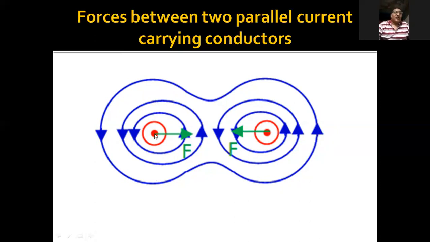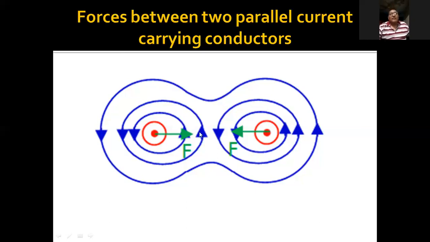So I can predict, for this conductor number one, what will be the direction of the magnetic field lines around it? The current is coming out of the page, apply the right hand rule: my thumb is the direction of the current. The curl of my fingers, when I see from here, tells me that the direction of the magnetic field will be anti-clockwise. So the magnetic field around conductor number one will be anti-clockwise. The direction of the magnetic field around conductor number two will also be anti-clockwise.